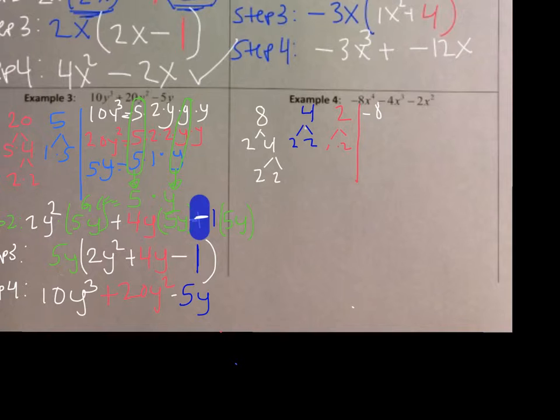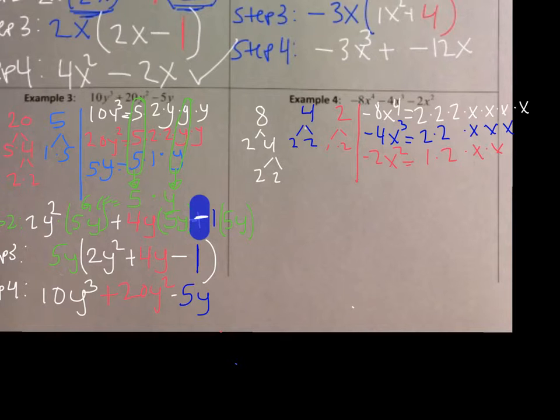So negative 8x to the 4th power would equal 2 times 2 times 2 times x times x times x times x, 4 x's. Negative 4x cubed will be 2 times 2 times x times x times x. And negative 2x squared will equal 1 times 2 times x times x.